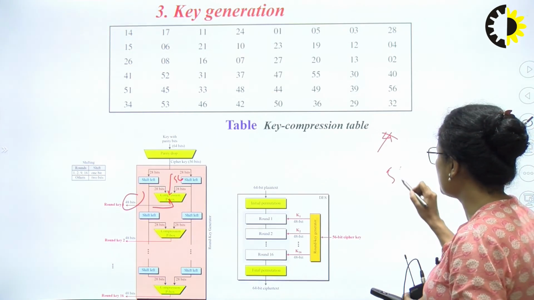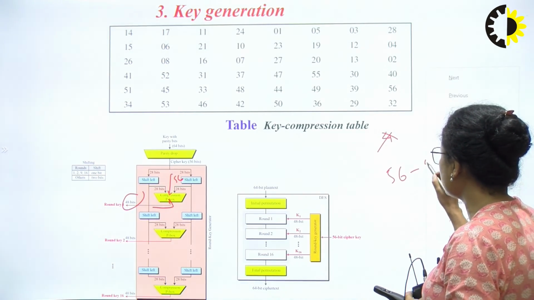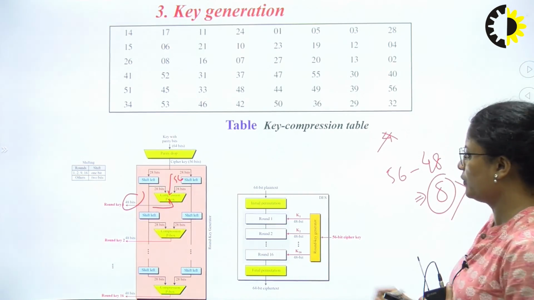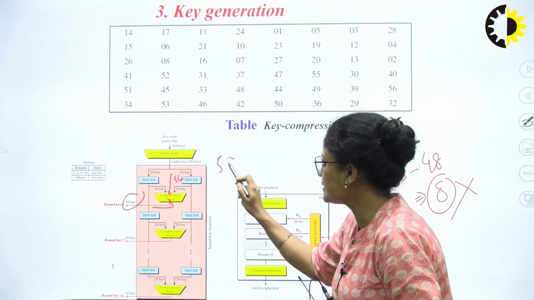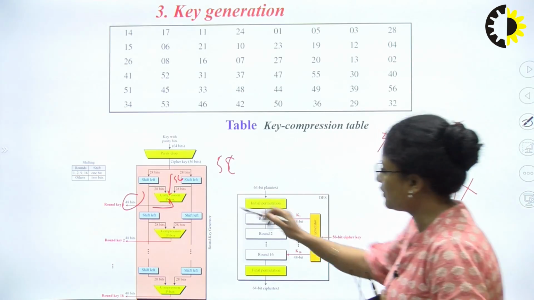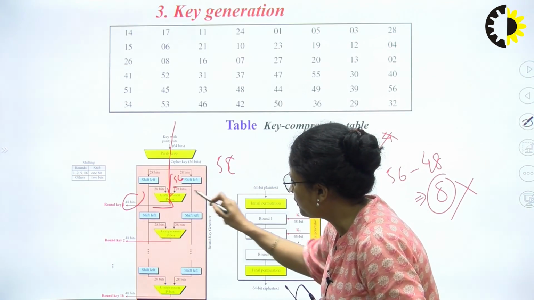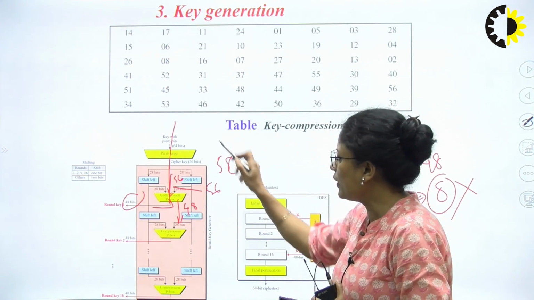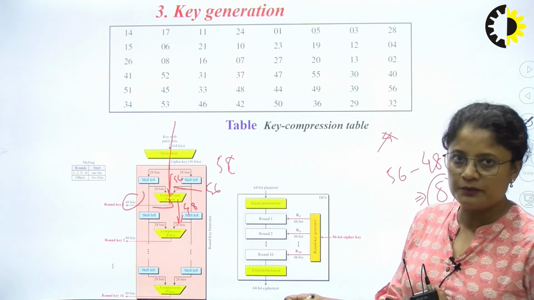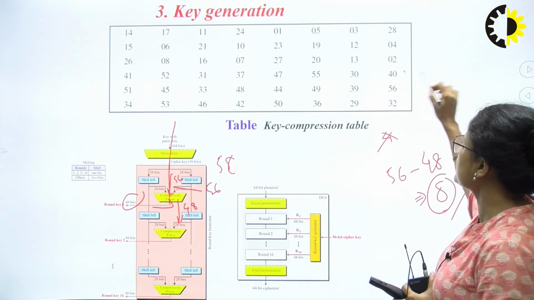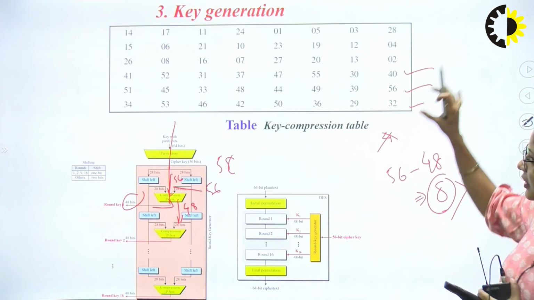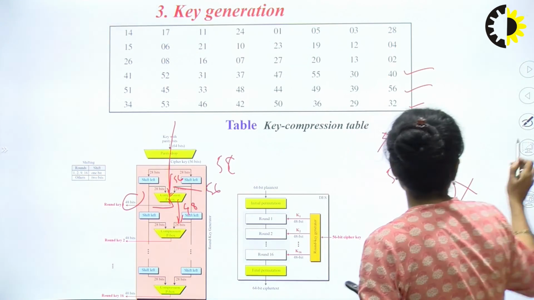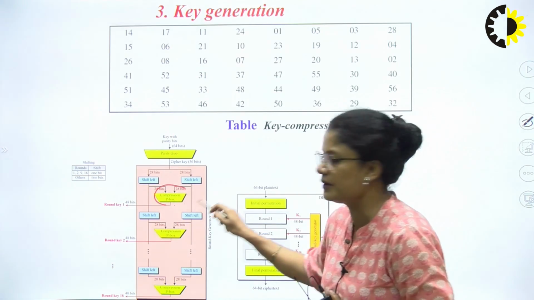So the total number of missing values will be 56 minus 48, so 8 values will be chopped off. When we are converting a 56-bit input to a 48-bit output, 8 values will be chopped off, and the remaining values are the ones which are taken care of. The missing values are the 8 values which are chopped off, and this is what a compression P-box does.